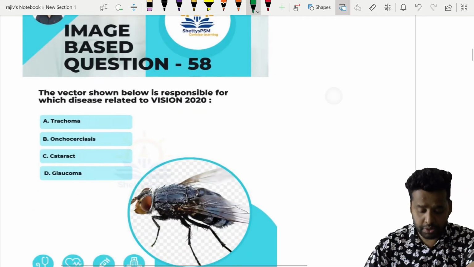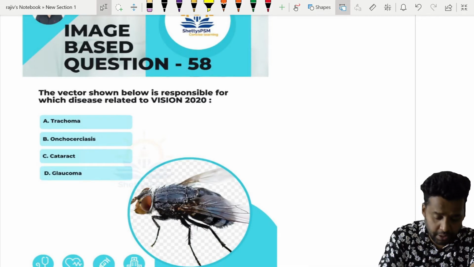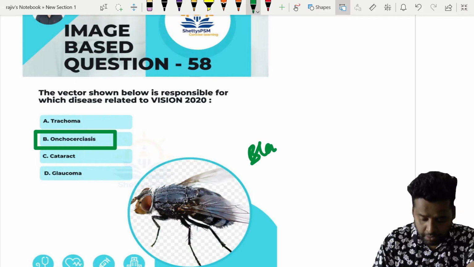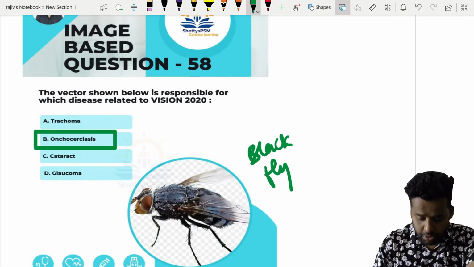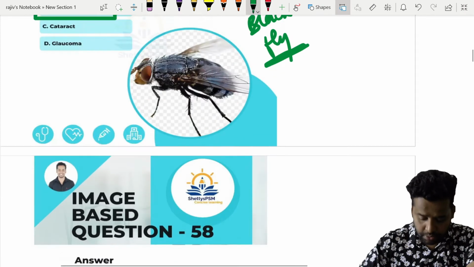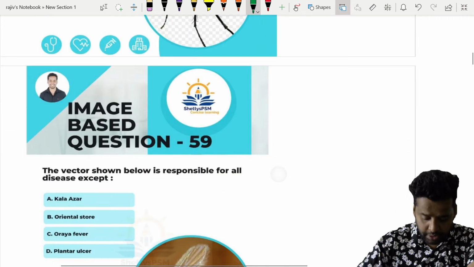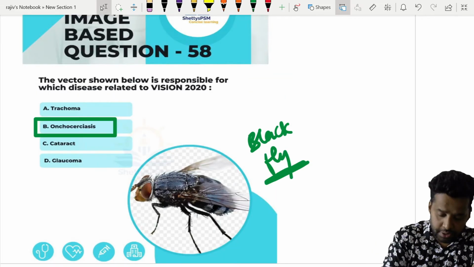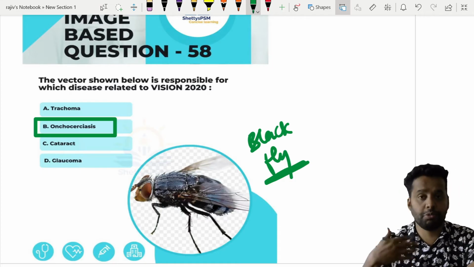Don't confuse this with a housefly. This is a black fly, responsible for river blindness. Black fly responsible for onchocerciasis or river blindness. So the next thing, because there was a trick in the question, actually the question was there is a disease related to Vision 2020 and this vector is responsible for that disease.